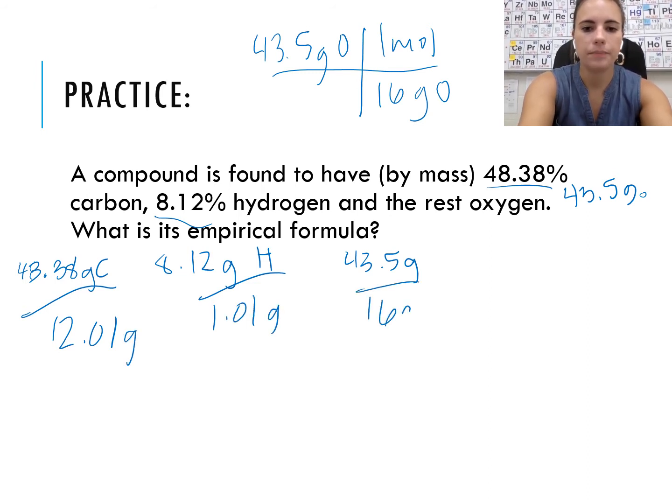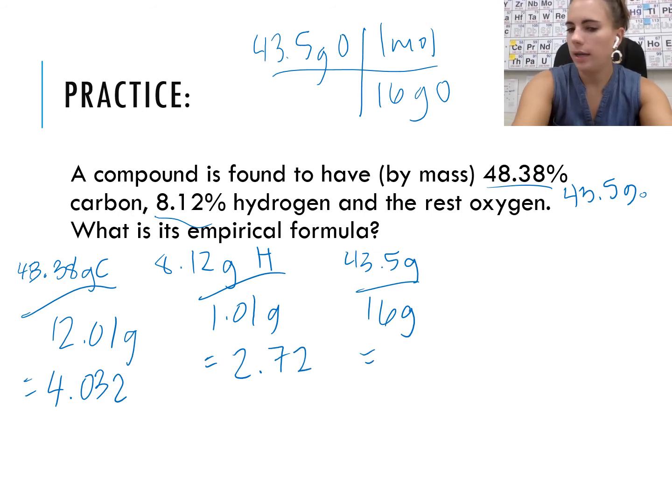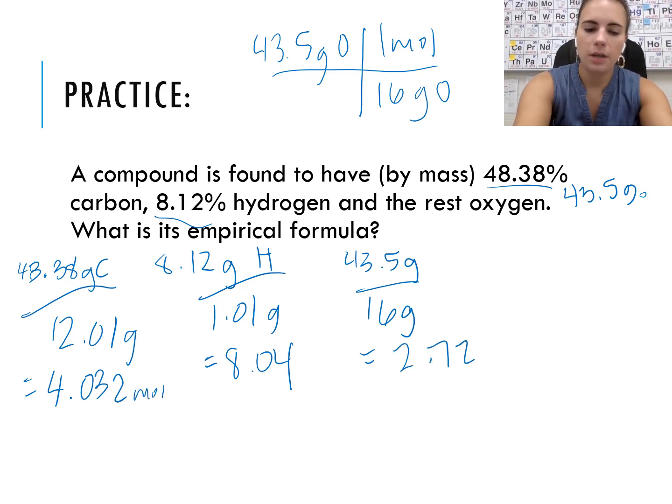And 16. So when I divide, I get the number of moles of each of them: 4.032, 2.72, and, oops, my bad, I jumped ahead. 8.12 divided by 1.01 is 8.04, and then this one is 2.72. So I have that many moles of carbon, this many moles of hydrogen, and this many moles of oxygen.